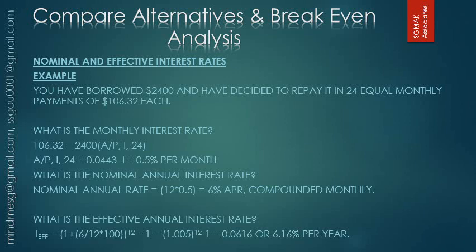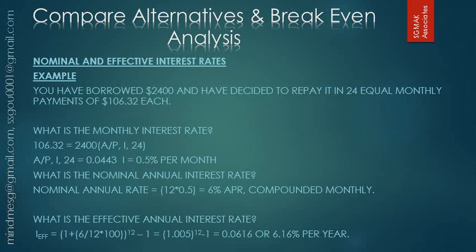The monthly interest rate is found using the capital recovery factor. You have A over P, i, 24. The factor comes out to be 0.0443. So table lookup gives you 0.5% per month. So what's your nominal annual interest rate then? Nominal annual interest will be 12 times 0.5%, 6% APR.